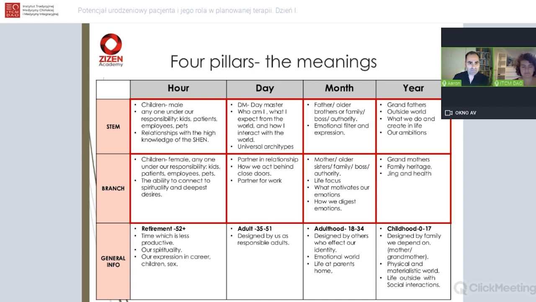So the most important part of the map is the area, basically it's the stem of the day, okay? The stem of the day is what we call, again, the day master, okay? So it's this box. This is the day master. This is the main personality. It's who I am, what I expect from the world, and how I interact with the world.